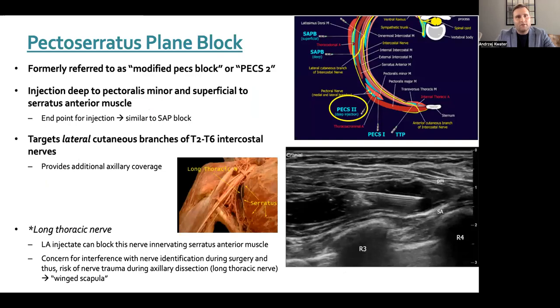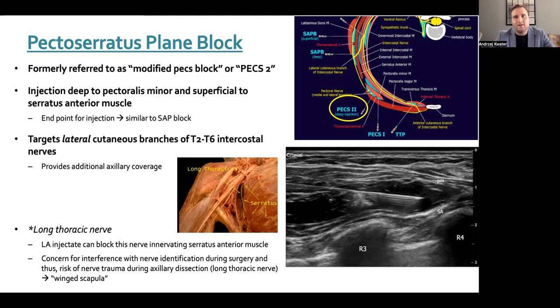So here's a little more about the pectoserratus plane block. Again, we talked about the nomenclature. We're going to refer to it as the pectoserratus plane block. Again, injection deep to the pectoralis minor muscle and superficial to the serratus anterior muscle. And this injection follows along the same plane as the serratus anterior plane block. So you'll see a lot of individuals pretty much refer to these as the same block in itself, since the local anesthetic is spreading along the same plane.